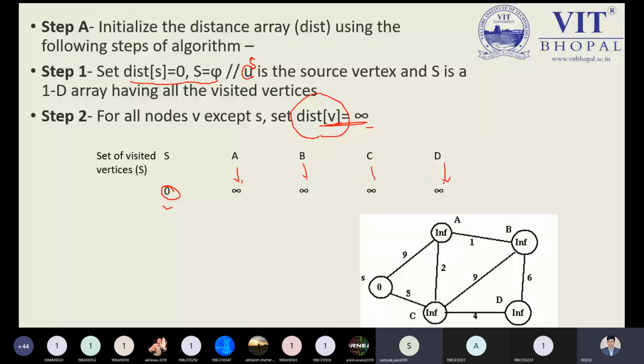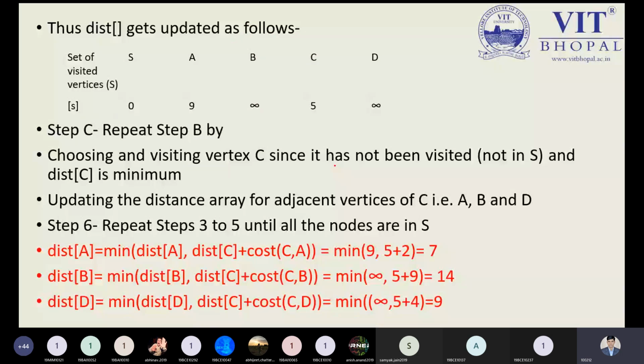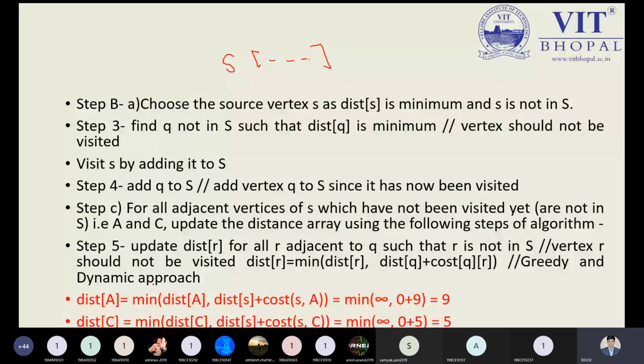Okay. So now choose the source vertex S with the minimum distance, which is not in S. The smallest is represented by the source vertex, and S represents a one dimension array. And find Q not in S. So this is the theoretical part; it is a better idea to explain through the example. Read only the important part over here, the reddish color point.